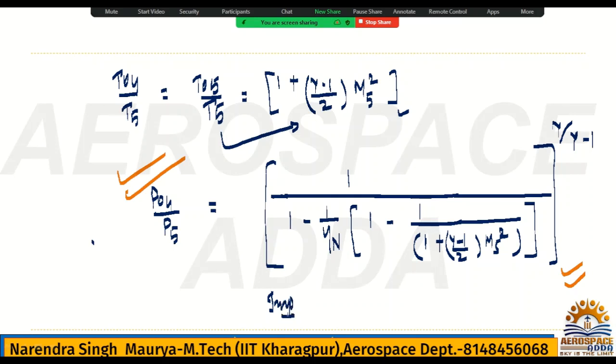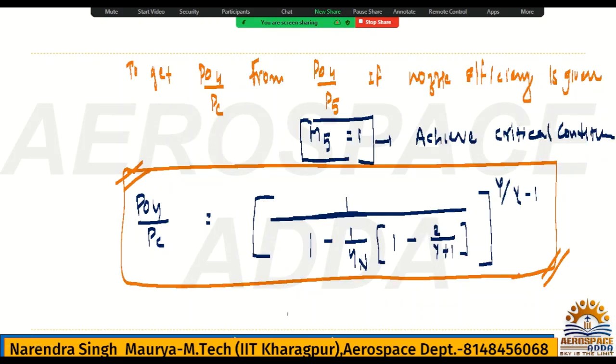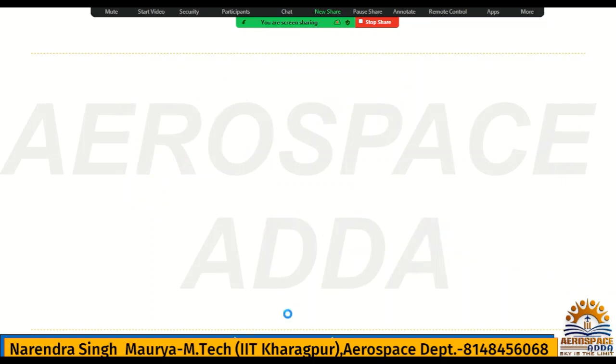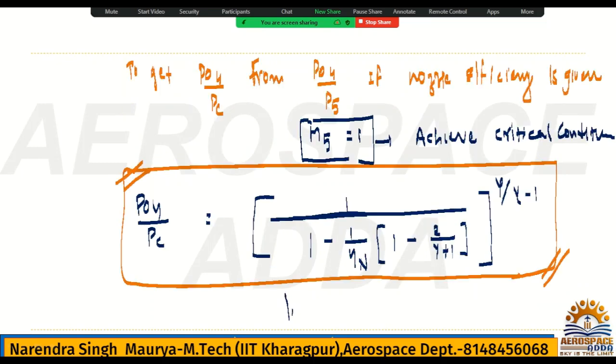Somewhere you write each and every component. Now you understood, so if you directly write the formula, it is okay. But without a single derivation, if you go directly to the formula, you will have trouble. But now you have derived it one time and seen all the steps, so writing the formula directly is okay for you. So this is P04 by P5 and this is P04 by PC. These two are very important to remember.